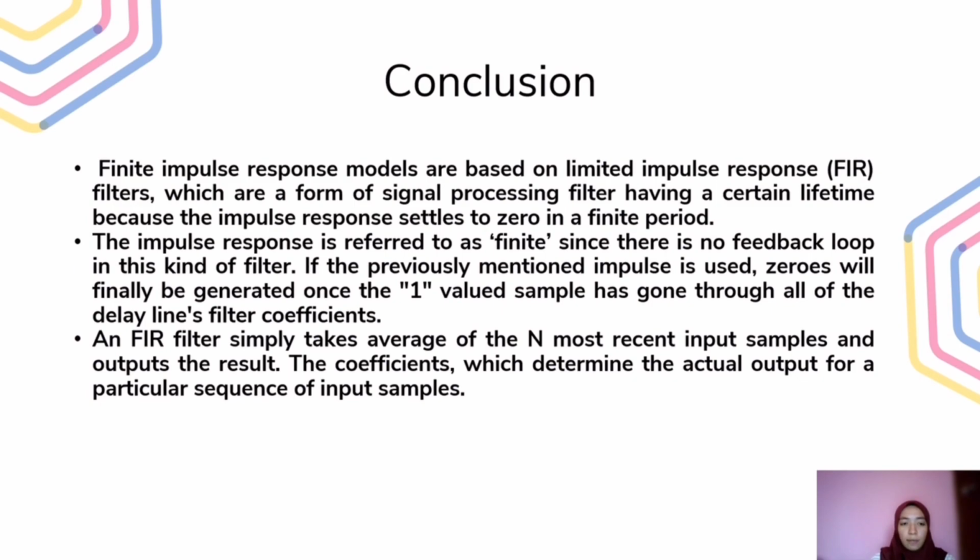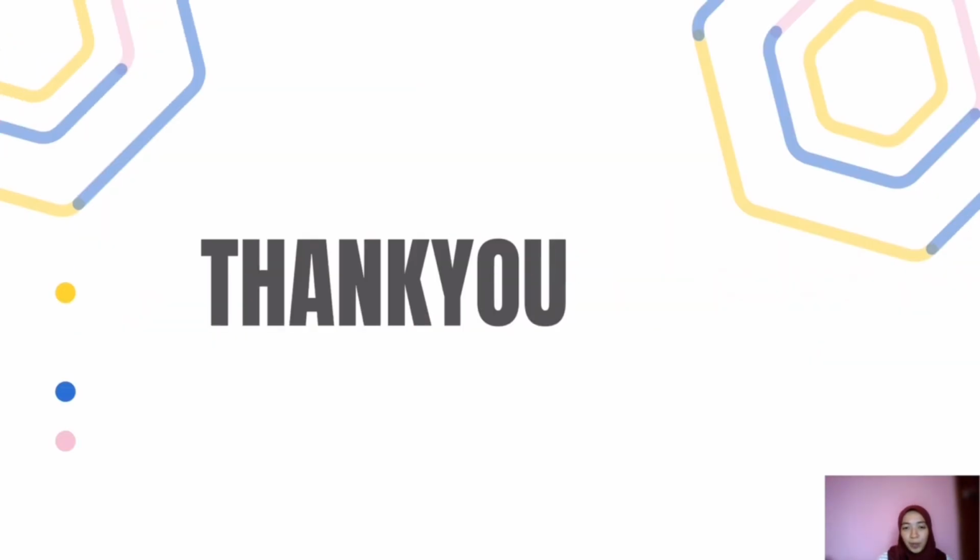So, an FIR filter simply takes the average of the N most recent input samples and outputs the result. The coefficients determine the actual output for a particular sequence of input samples. That's all from us. Thank you.